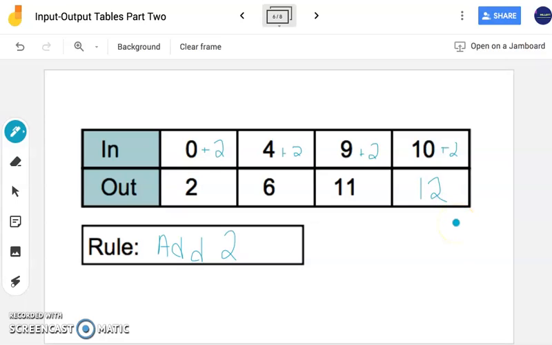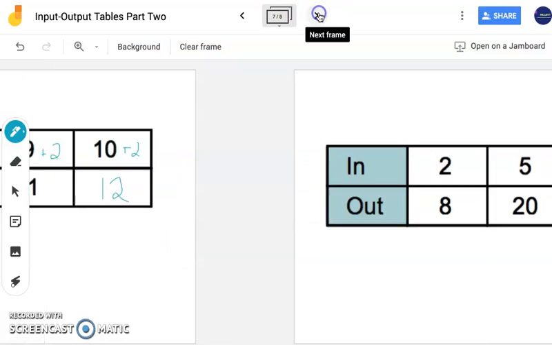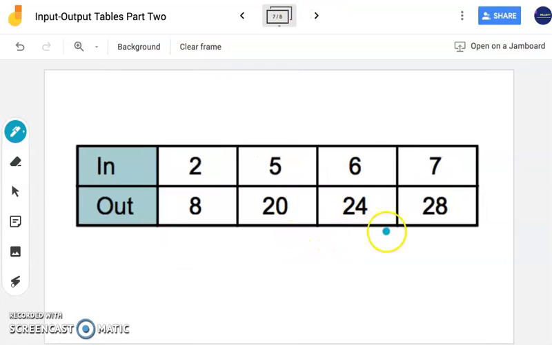Notice it's very important to look at what is given to you in the original problem to help you figure out what you need to find in the problem. In this next problem here, we have a chart, we need to figure out the rule. So by looking at this input-output table that's already given to me, I'm going to start with my first input value of 2. And I notice it's going to my output of 8.